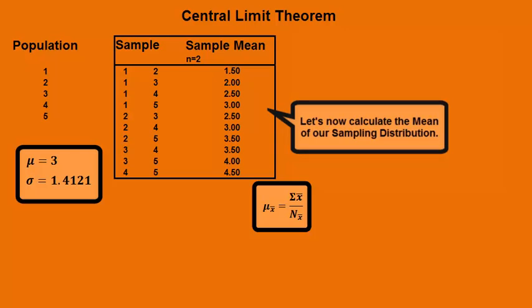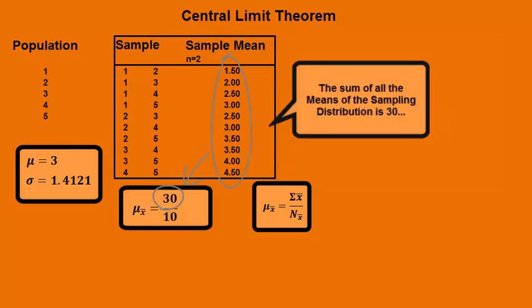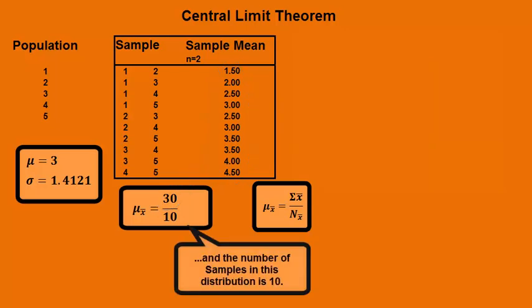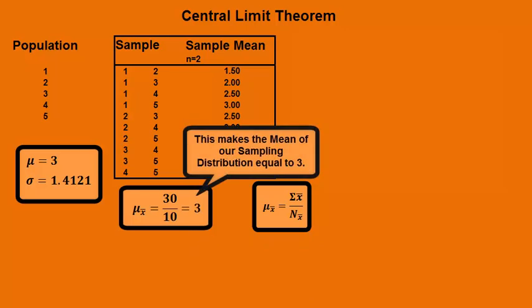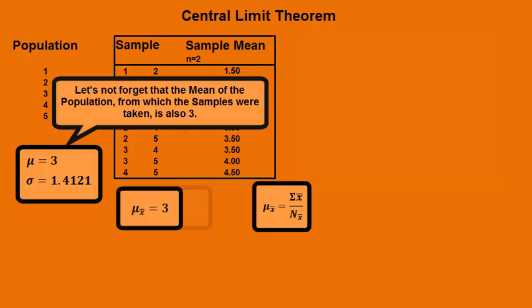Let's now calculate the mean of our sampling distribution. The sum of all the means of the sampling distribution is 30, and the number of samples in this distribution is 10. This makes the mean of our sampling distribution equal to 3. Let's not forget that the mean of the population from which the samples were taken is also 3.